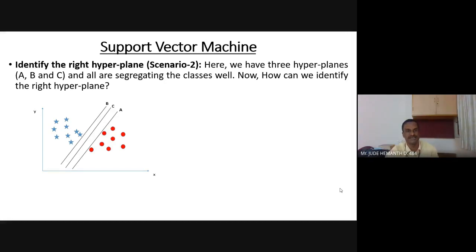Can someone else give me the answer? You have three options, A, B, C. All three give the correct classification, but only one hyperplane is the correct one. Can anyone tell me? C. C. Excellent. C is the correct answer. Can you tell me why C?